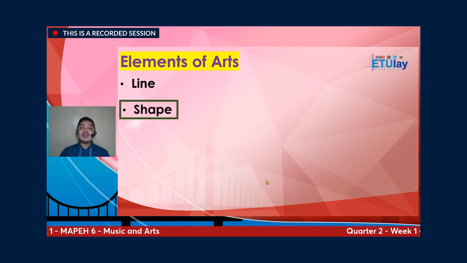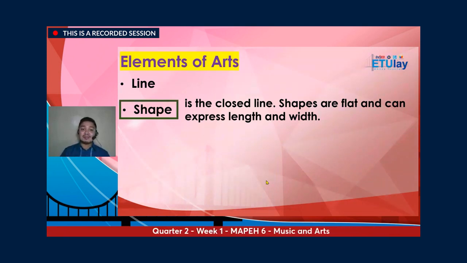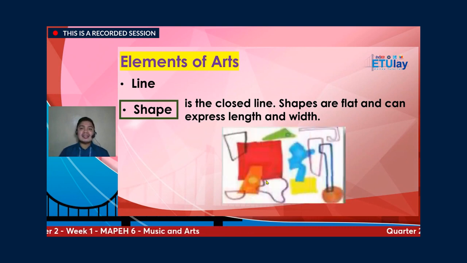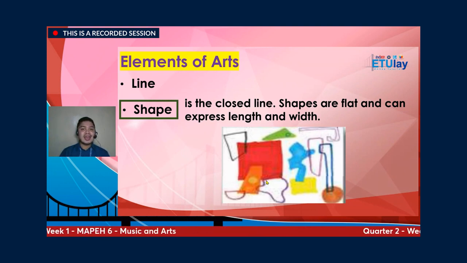Next, we have shape. Shape is the closed line. Shapes are flat and can express length and width. This is the example of painting that has shapes. The example of shapes are triangle, heart, star, circle, rectangle, square, and many more.